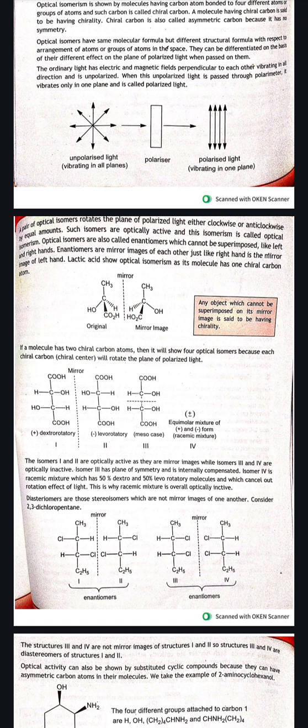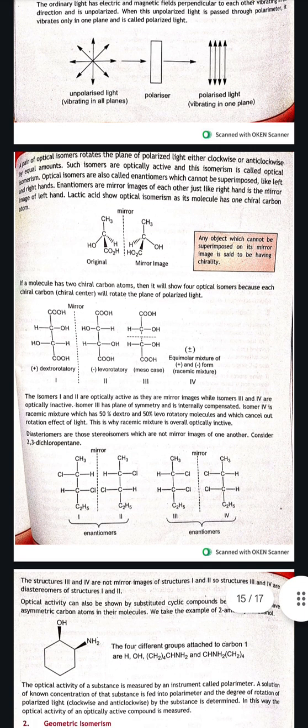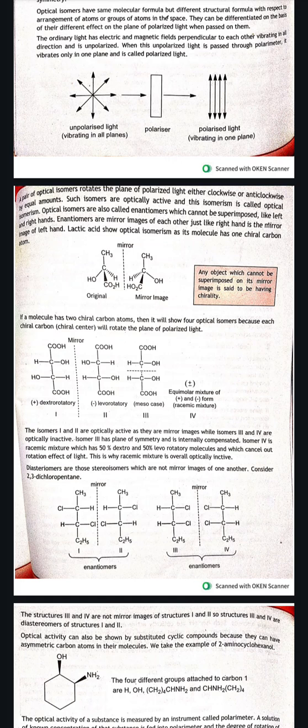Optical isomers have the same molecular formula but different structural formula with respect to arrangement in space. They can be differentiated on the basis of their different effect on plane polarized light when passed through them. Ordinary light has electric and magnetic fields perpendicular to each other, vibrating in all directions, and is unpolarized. When this unpolarized light is passed through a polarimeter, it vibrates only in one plane, and now it is polarized light. For example, unpolarized light vibrates in all planes, but when it passes through the polarizer, it vibrates in one direction, one plane. So polarized light vibrates in one plane.